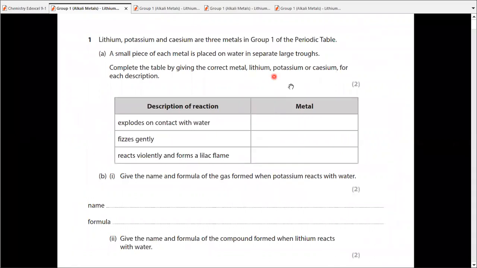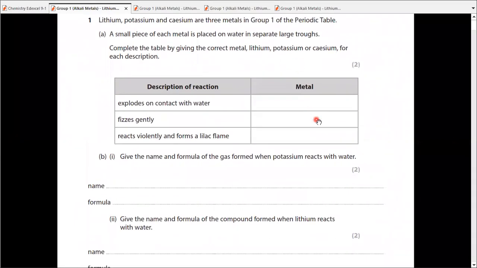Lithium, sodium, potassium, cesium, and three alkali metals. A small piece of each metal is put in water. Which one explodes on contact with water? The first one is cesium, right? Lithium. Potassium. Good. Potassium, finally.